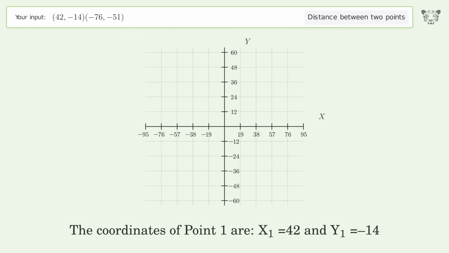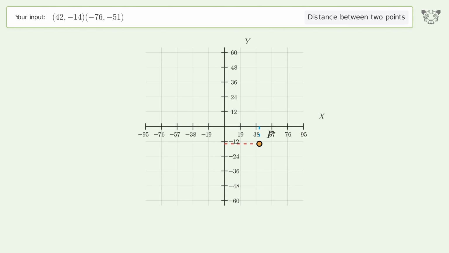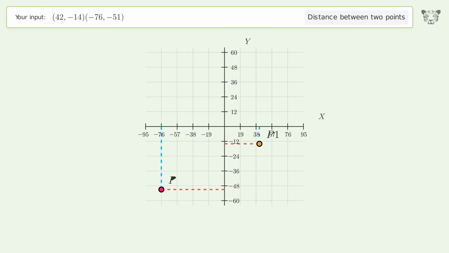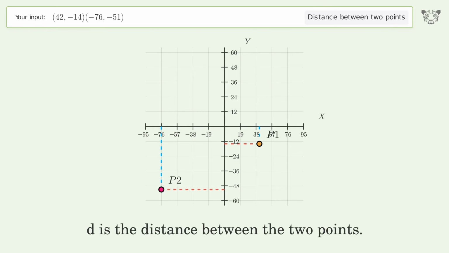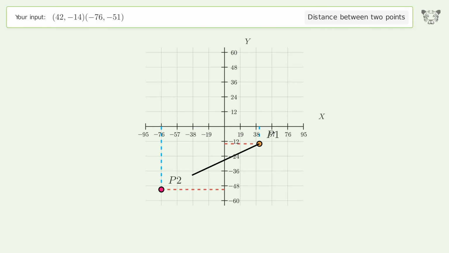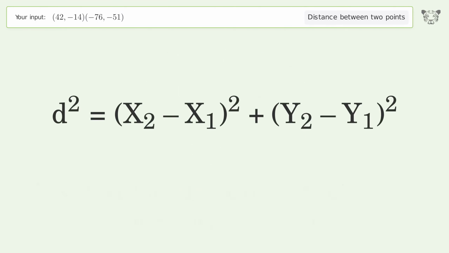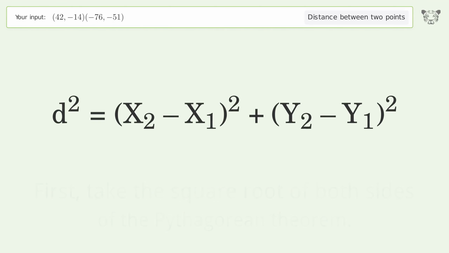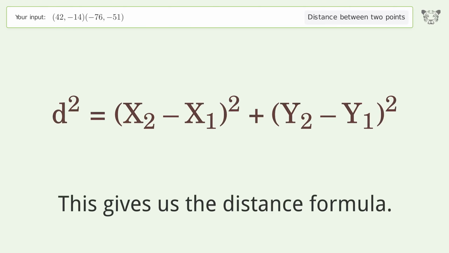The coordinates of point 1 are x1 equals 42 and y1 equals -14. The coordinates of point 2 are x2 equals -76 and y2 equals -51. D is the distance between the 2 points. First, take the square root of both sides of the Pythagorean theorem. This gives us the distance formula.